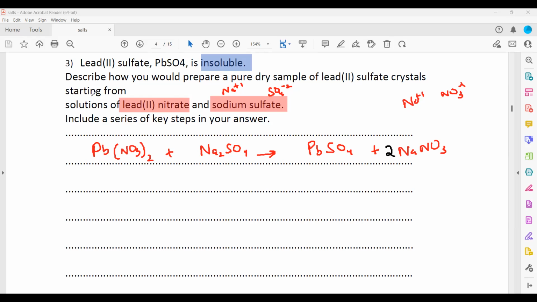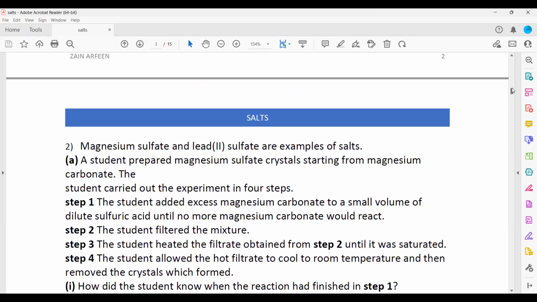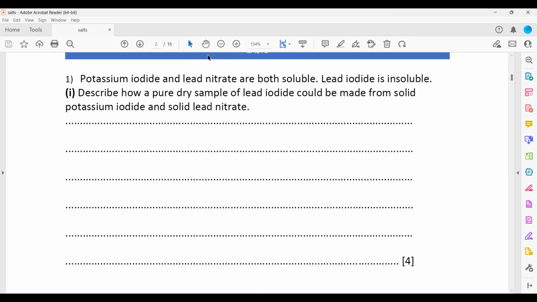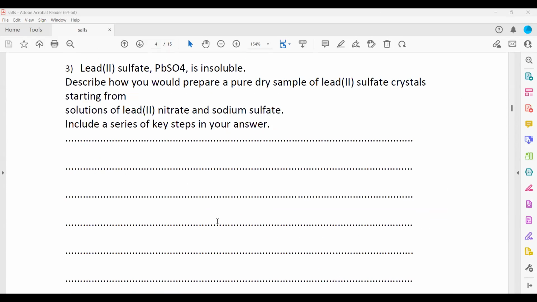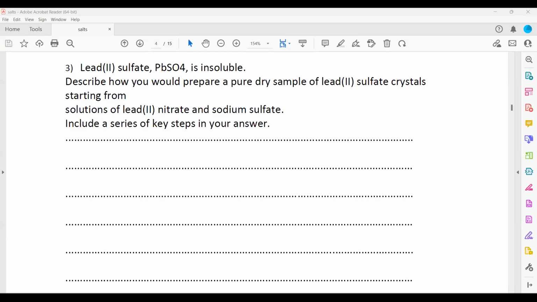And we already have the solution. Here we don't need to dissolve, because they mentioned we already have the solutions of these two. Before that, why did we make a solution in question 1? Because in the question they mentioned we had solid potassium iodide and solid lead nitrate. First, we want to make a solution if it was solid, but now we already have a solution, so we don't have to add water. So we will use ionic precipitation.